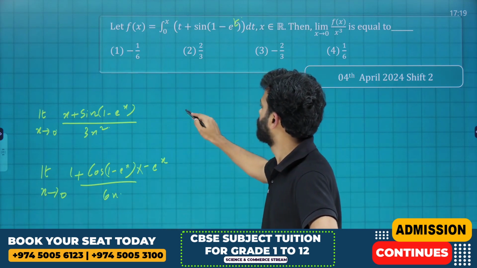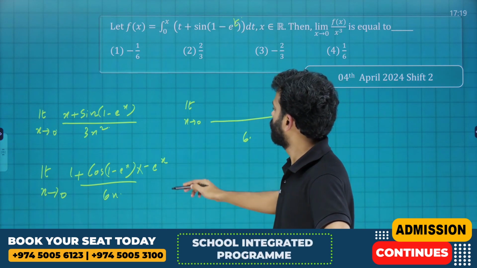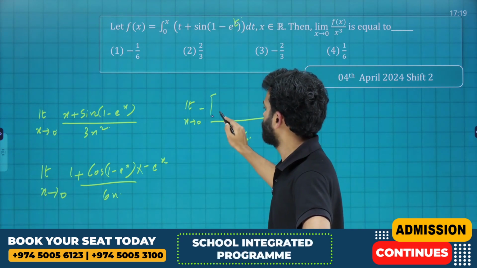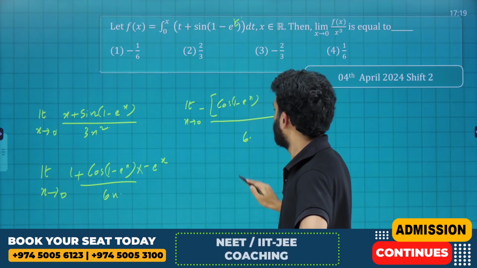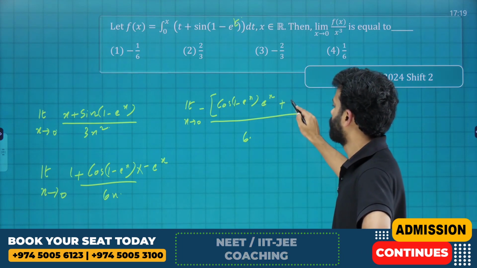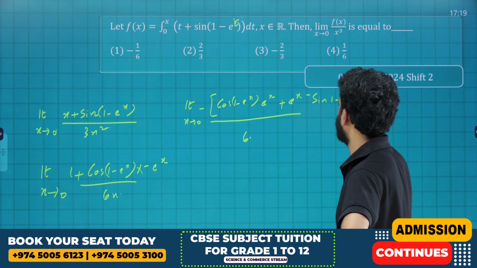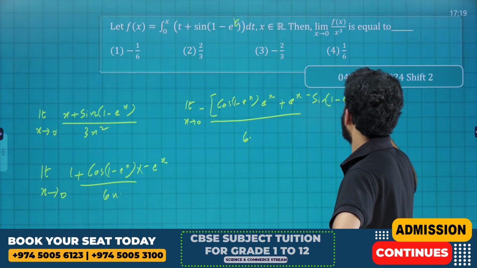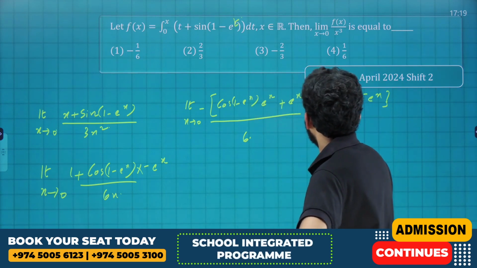Just one more time, that is limit x tends to 0. The denominator will be 6. It will be negative, we can take it as common. That is cos of 1 minus e raised to x into e raised to x. The derivative of this e raised to x, that is plus e raised to x into minus sine of 1 minus e raised to x into minus e raised to x. Okay, then apply x is equal to 0.